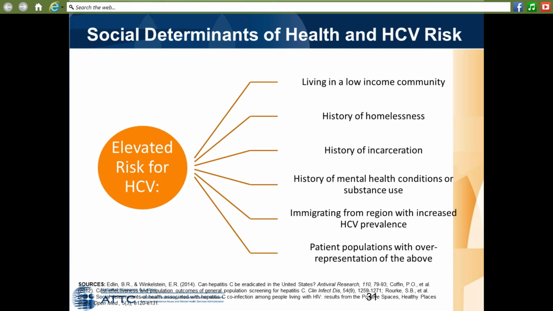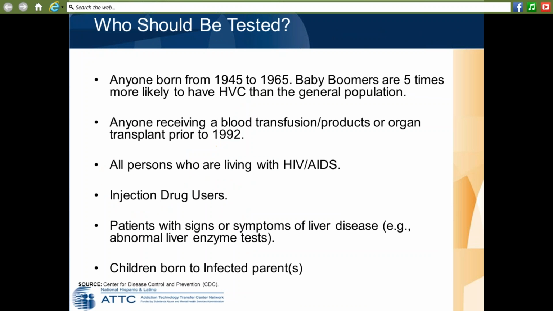Another risk is immigration from regions with increased HCV prevalence, so think about migration and immigration, people coming from other countries and from other regions of the country, right? Also, patient populations with overrepresentation of the above. Those things are important for us to bear in mind and to understand during this process.